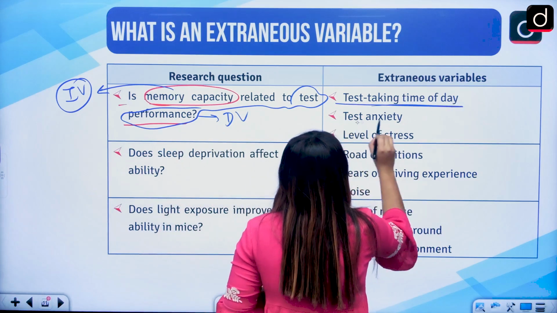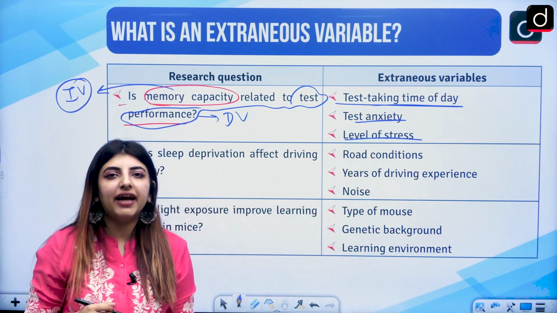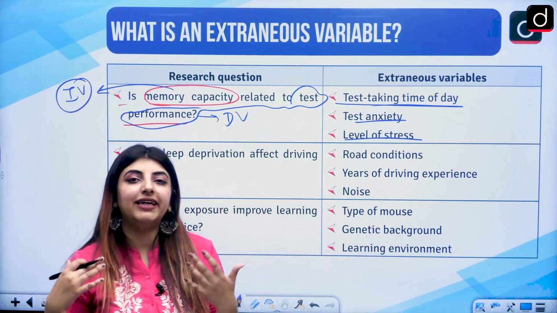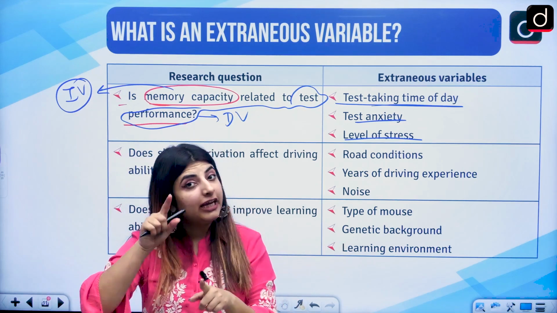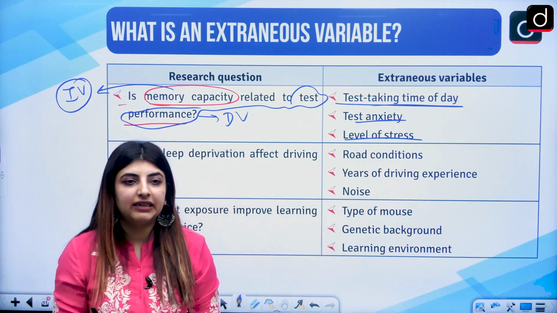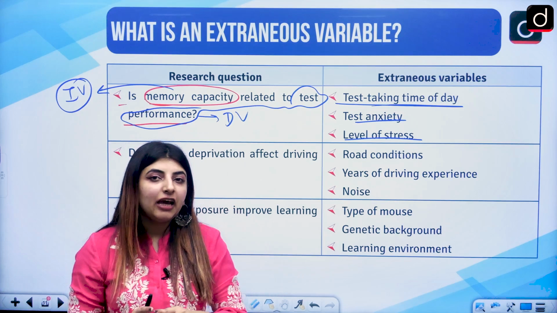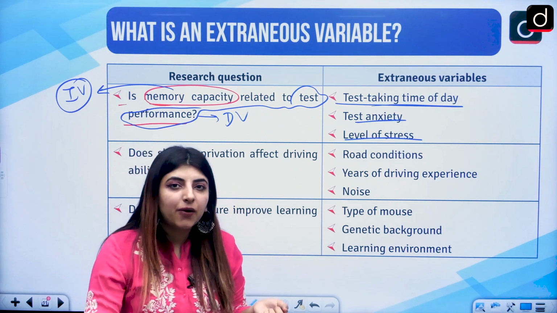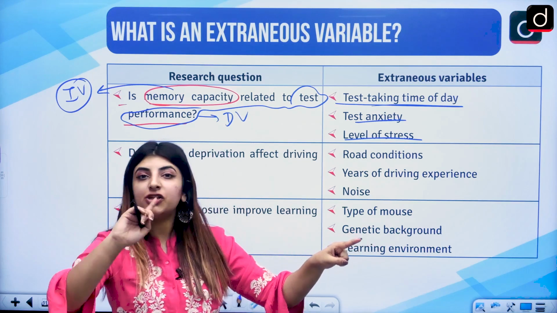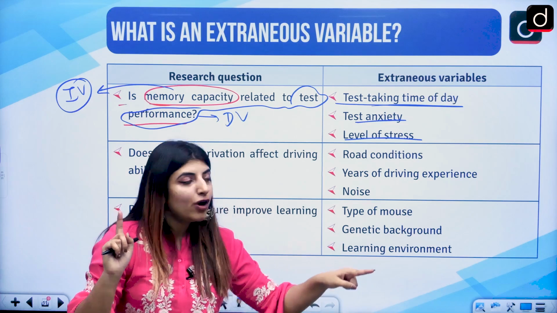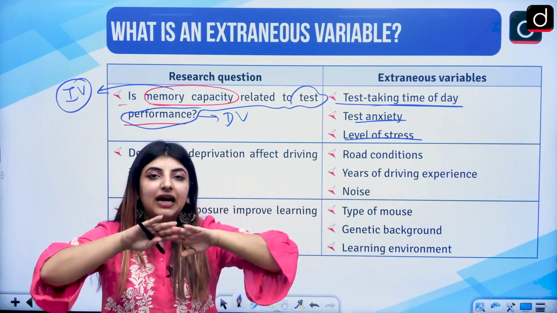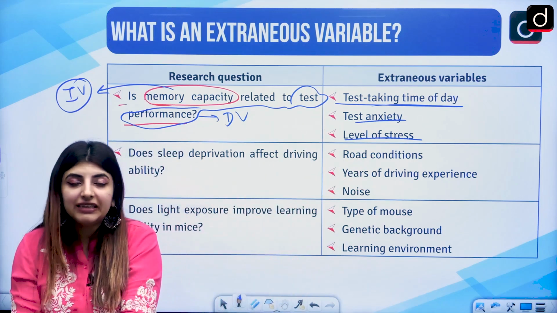Test-taking time of day, test anxiety, level of stress. If I give the students a surprise test, some of them might get anxious, some of them might get stressed, and even if they know certain things, at times students feel panicked. So if they feel panicked and stressed out, even if they knew something, that stress is now having an effect on their test performance and not their memory capacity. So the extraneous variables could be potentially harming our research to establish the relationship in which we were interested initially.